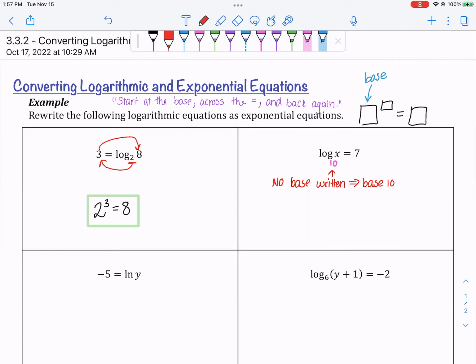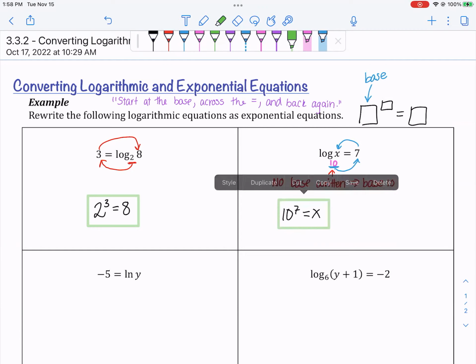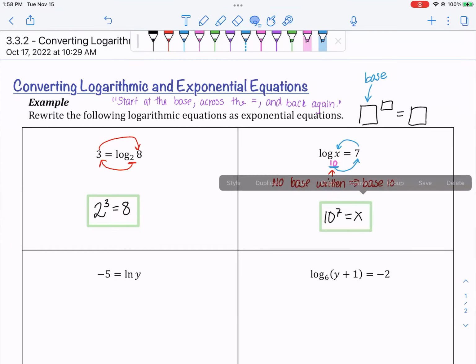This is one of our special bases. So we'll start at the base. Base is 10. Across the equals, raised to the 7, and back again is equal to x. So the statement log base 10 of x is equal to 7 is the same statement as 10 raised to the 7 is equal to x.